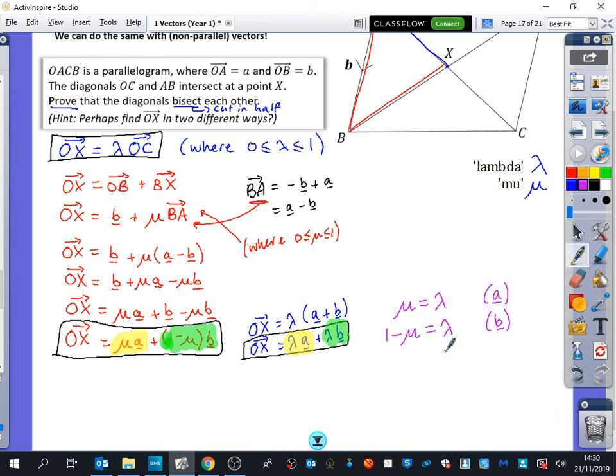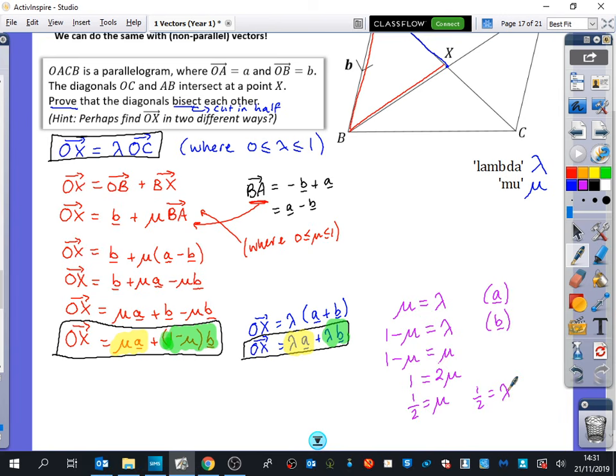I've now got simultaneous equations. So I'm going to take this second equation here, and I'm going to replace this lambda with mu, because I'm going to solve these two equations simultaneously. This gives me 1 equals 2 mu. Mu is equal to a half. Now, if mu is equal to a half, we know that mu is equal to lambda. So we also know that lambda is equal to a half, which is great, because that's the thing we already knew at the beginning, but we were trying to prove this.